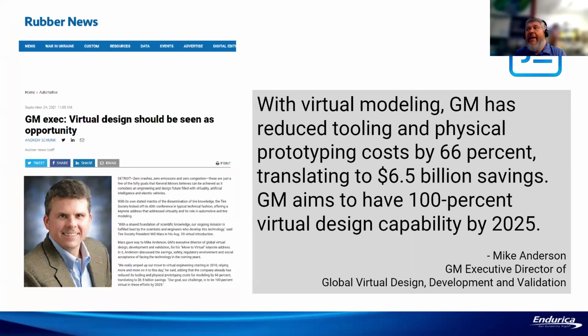And if you want evidence of that, you don't have to look any further than many of the OEMs. This is a quote from a talk that one of the GM executives gave in 2021, so 4 years ago. His name is Mike Anderson, and he said with virtual modeling, GM has reduced tooling and physical prototyping costs by 66%. That was as of 2021, which is a $6.5 billion cost savings.